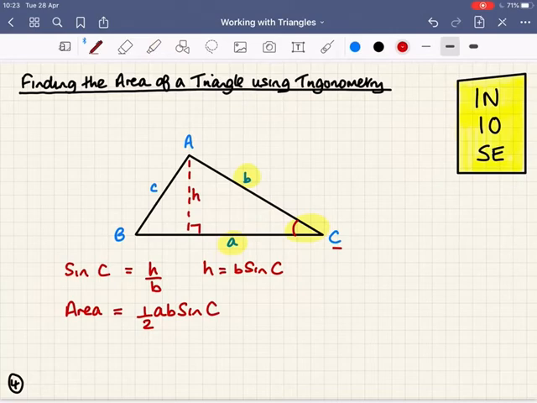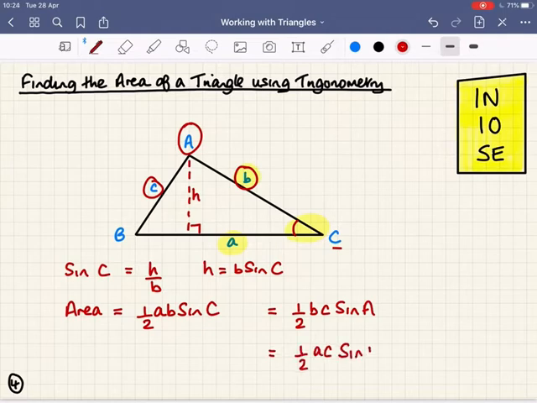Now, I could have equally done that using any of the other two angles. So I could have got a similar formula from half bc sine A, using the angle A over here and its two sides, where A is the included angle for b and c. And that would also have been equal to half ac sine B if I'd gone with this angle here and these two sides. So I've got three equivalent formulae that give me the area of a triangle.